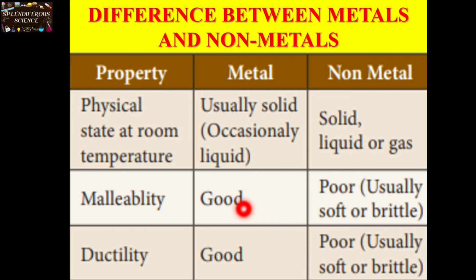Malleability is good for metals and poor for non-metals. Non-metals are usually soft and brittle. Brittle means easily broken or cracked. Next is ductility. It is good for metals, and for non-metals it is poor because they are usually soft and brittle.